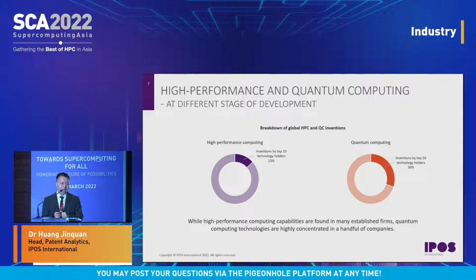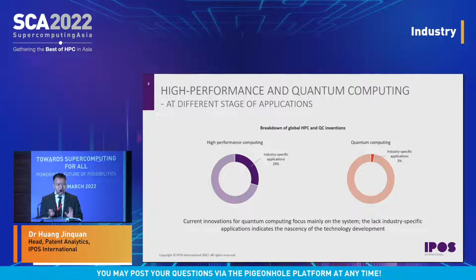On the other hand, if you look at high performance computing, you will see that the top 10 players only contribute to about 13%. That means most of the high performance computing technologies are quite scattered, distributed across players, across different industries. And that's because many of the high performance computing technologies nowadays are developed for industry-specific applications. When we look at our data, close to 30% of the data set relating to high performance computing are meant for specific industry applications.